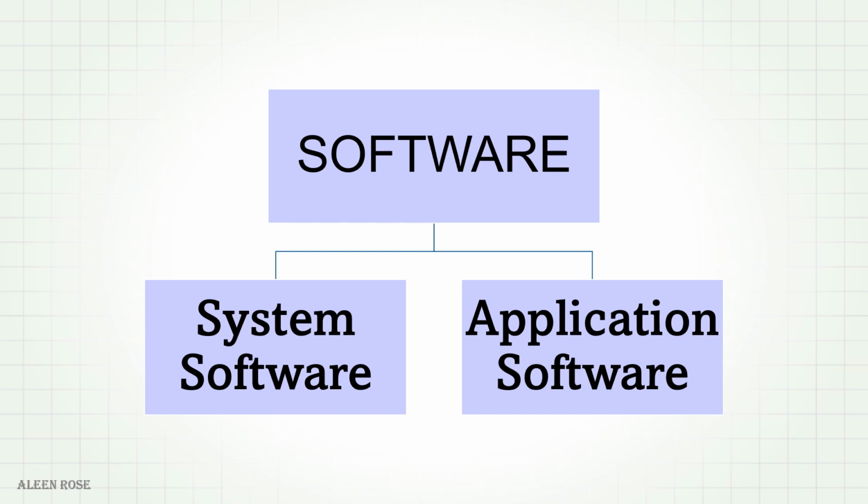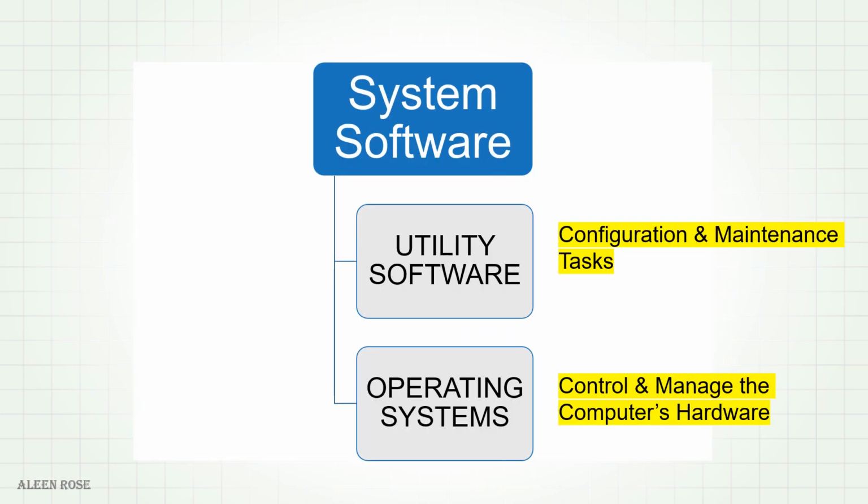Again, software can be classified into system software and application software. System software is related to the system, or those are the various programs meant for the system, whereas application software is specially designed for the users. System software can be divided into two: utility software and operating systems. So these are the two different types of system software.